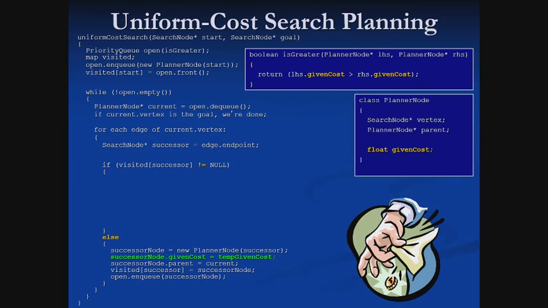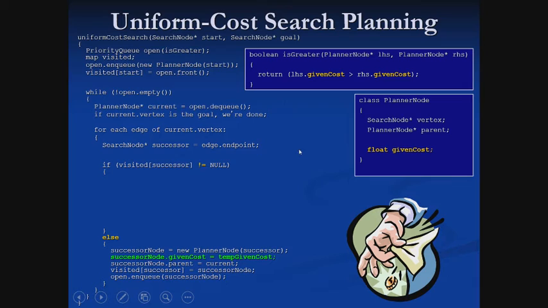Starting with breadth first, we do have our priority queue. We're still sorting by isGreater, but our isGreater is not using heuristic, it's using given cost. And sure enough, our planner node has a value for given cost. And we can see down here, we're checking if we found our successor node, if it already is in our visited list, meaning we've already been here. This is going to change a little bit. So if it's not in our visited list, sure, we make our new node and we calculate our given cost. We'll see some more of that in a second. But if we did find it in our visited list, we'll have to make some alterations here.